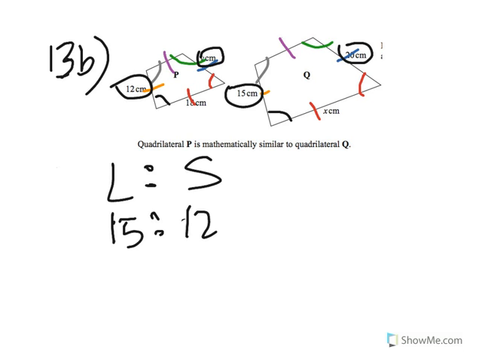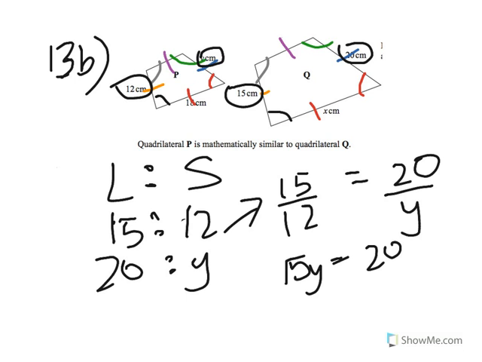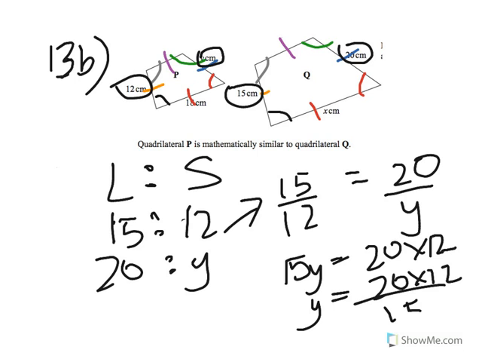And then, what side corresponds to y? It's nothing but the 20 centimeter side. So we're going to do 20 is to y. So now putting this in an algebraic format, you get 15 over 12 is equal to 20 over y. So multiply both sides by y and multiply both sides by 12. You're going to get 15y is equal to 20 times 12, and then if you divide both sides by 15, y is equal to 20 times 12 over 15. So y is equal to 16 centimeters.